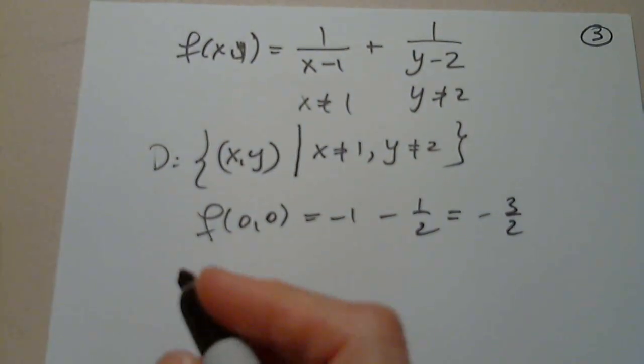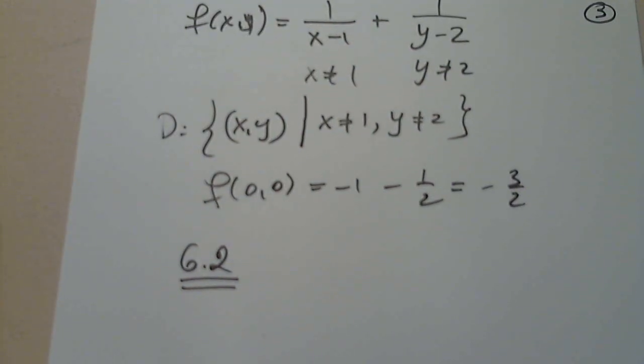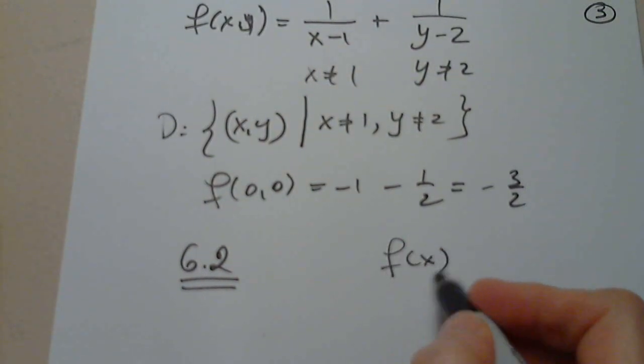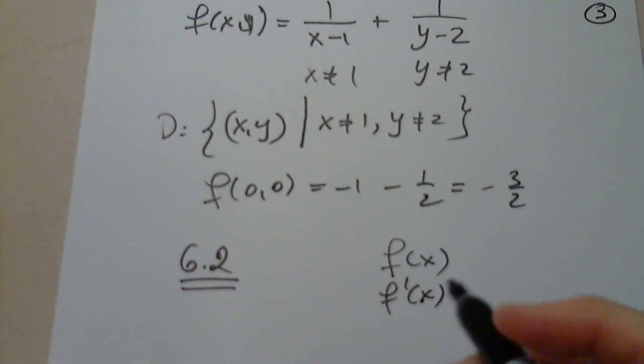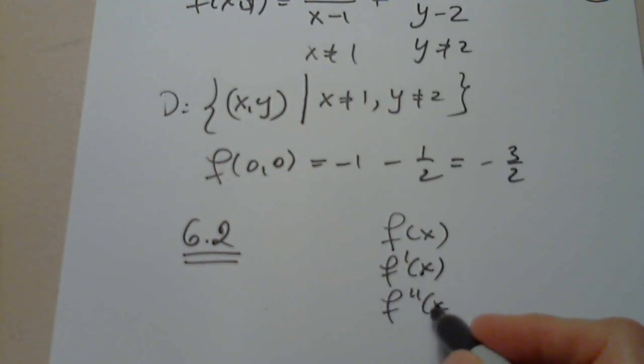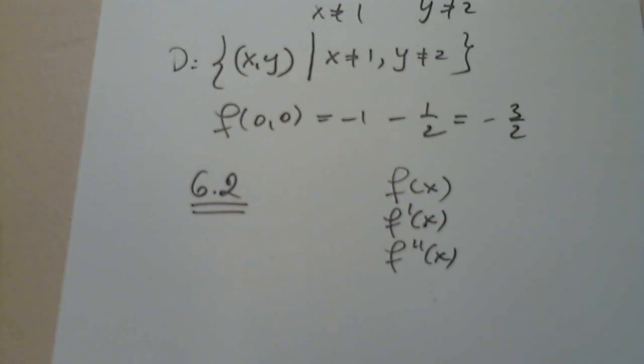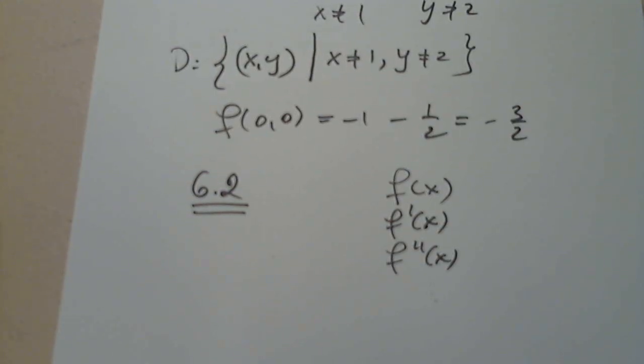Of course, like with all the other functions, after we talked about the function, we found its derivative. And we also found its second derivative, and so on and so forth. The same thing follows now, but this time for a function of two variables.